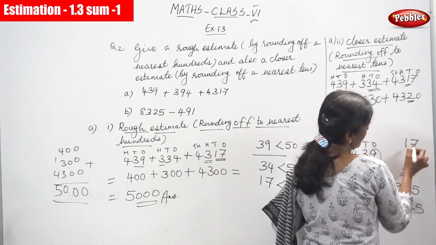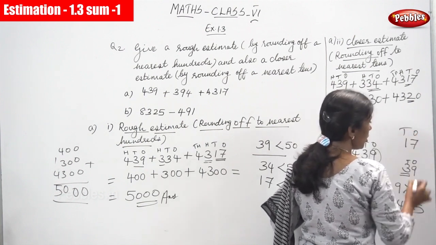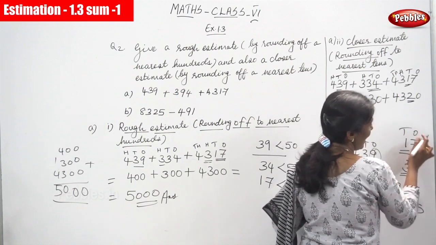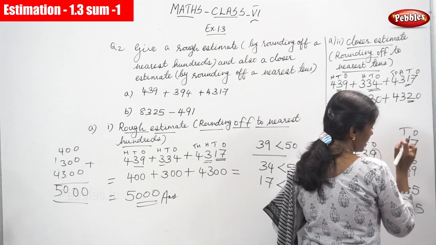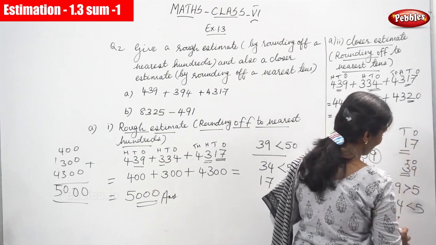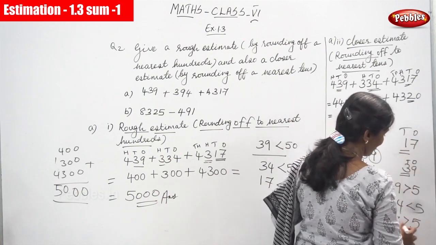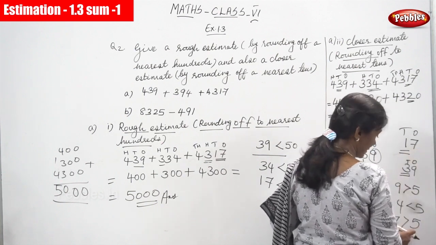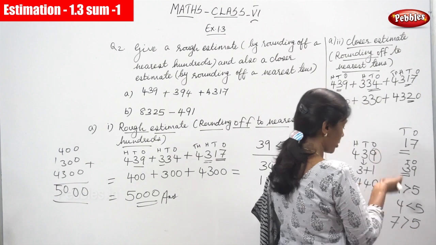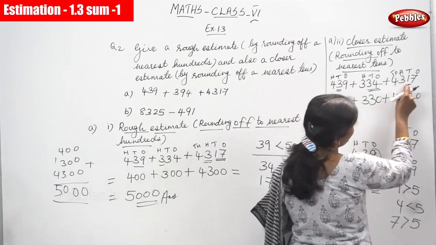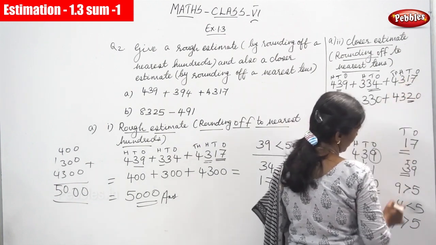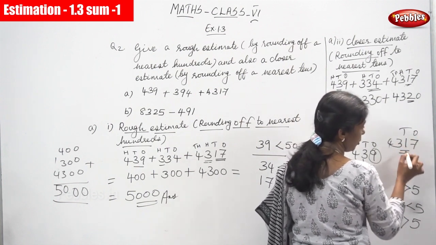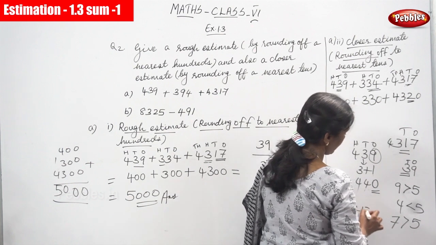So nearest to 10, this is ones and tens. In the tens place, what is the number? 1. And in the ones place, what is the number? 7. So you have to consider 7. 7 is greater than 5. So what you're going to do, you have to add 1 to the tens place value. So 1 plus 1. Tens place, what is the number? 1. So 1 plus 1 becomes what?